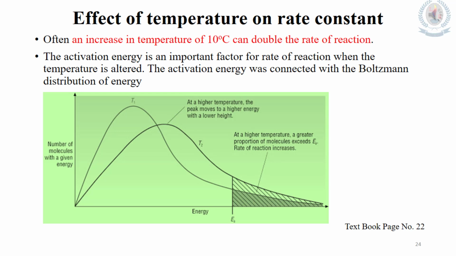Now I will discuss the effect of temperature on rate of reaction. As we know, when we increase the temperature, the rate of reaction also increases. If we increase the temperature by 10 Celsius, it can double the rate of reaction. Here I am giving the Boltzmann distribution of energy graph. Here you can see T2 temperature is higher than T1. At higher temperature, a greater proportion of molecules exceed activation energy. Therefore, the rate of reaction increases.